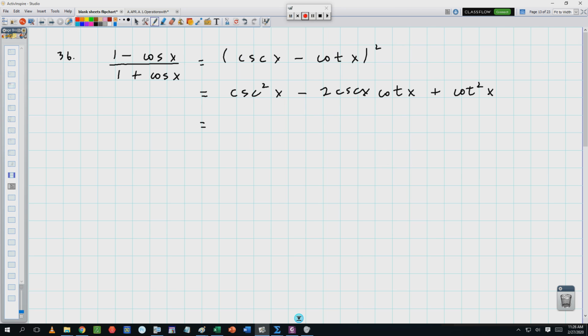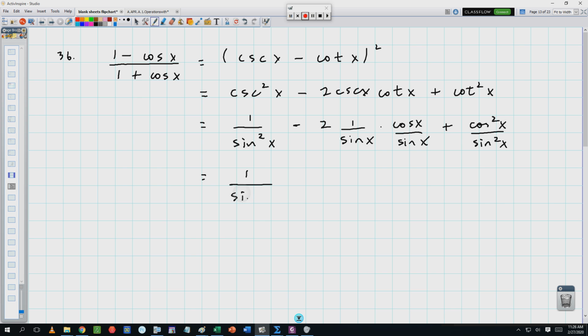I'm going to change because there's a lot to hate here. I want to make secant squared into 1 over sine squared, minus 2 cosecant into 1 over sine, cotangent into cosine over sine, and cotangent squared into cosine squared over sine squared. Before I combine all those fractions, I'm going to clean up that middle. This will be 1, nothing to see here. But I'm going to make this into minus 2 cosine x over sine squared.